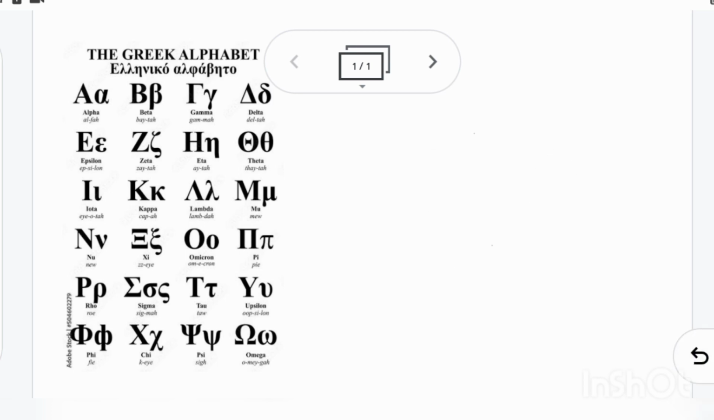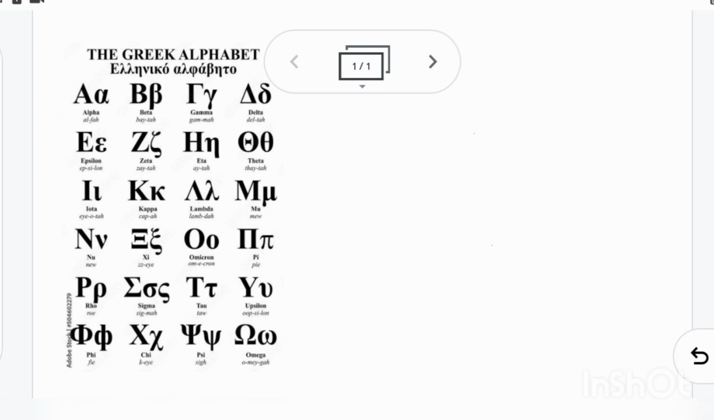Now coming to iota. Capital iota is the same as capital I, but the small one is just without the dot. If I write this iota and then add the dot, it means small i in English.